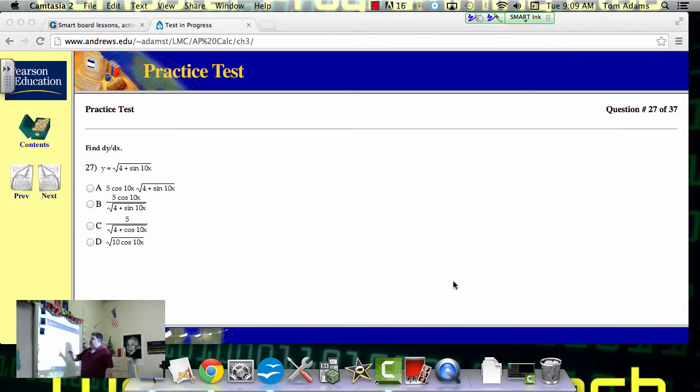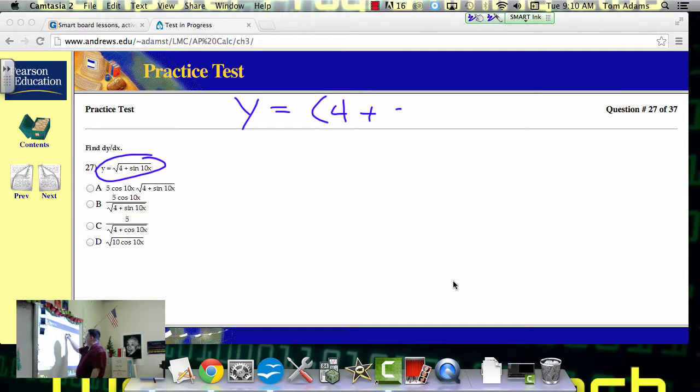Alright, so now for this one, I'm going to rewrite this a little differently. I'm going to say y is equal to 4 plus sine of 10x, raised to the 1/2. Okay? So now we just take the derivative of this.